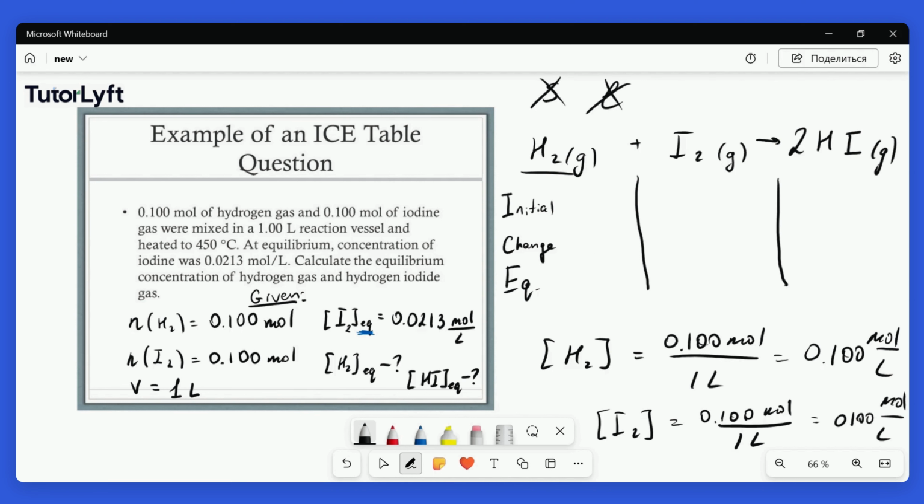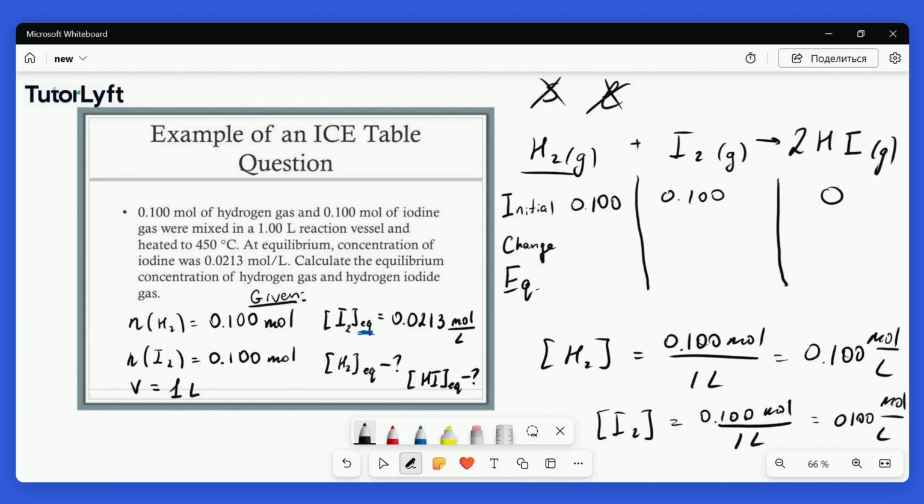So for hydrogen, it was 0.1 from here. So I'm putting 0.100. For iodine, the initial concentration that was mixed in the vessel was also 0.100. And there is no information that we had hydrogen iodide gas. So there was no product in the beginning, right?